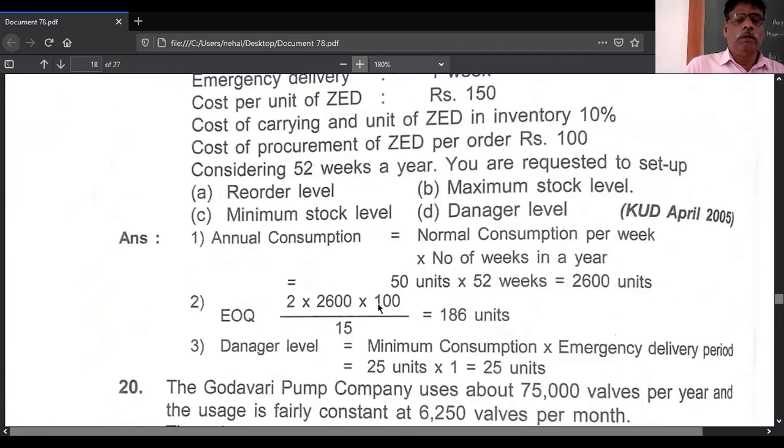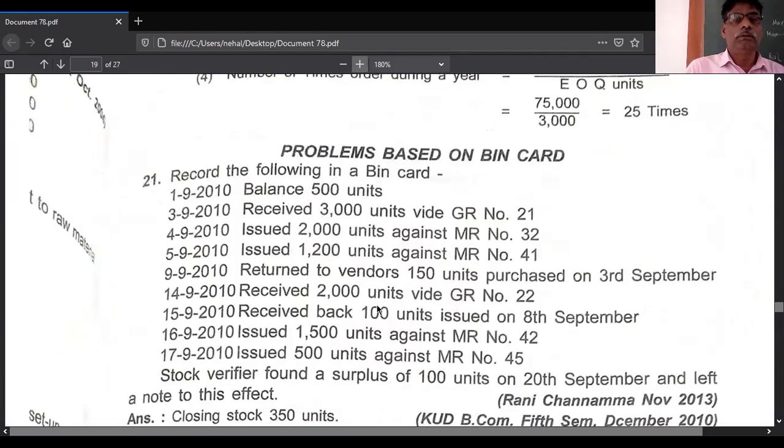You solve all these problems. You go through the book and solve this.